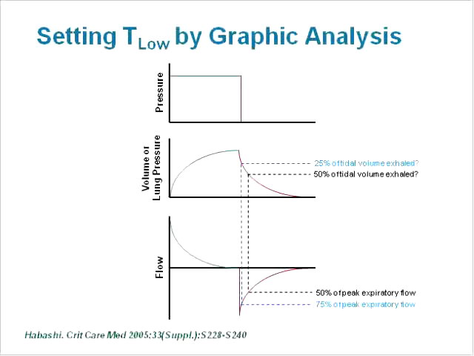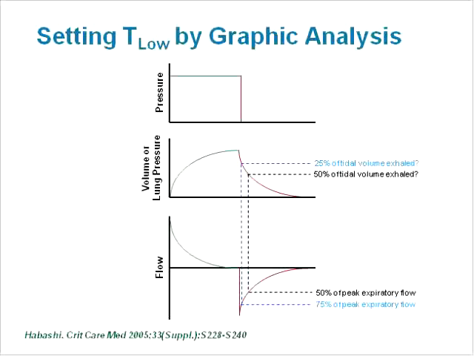This implies that at the end of the T-low interval, the next mandatory breath starts when lung volume, and hence alveolar pressure, has decayed 50% to 75% of their values at end inspiration, because the time constants for flow, volume, and alveolar pressure are theoretically the same. For example, if T-low was set to terminate expiration at 50% of the peak expiratory flow and P-high was set to 20 centimeters of water, then auto-PEEP would be 10 centimeters of water.